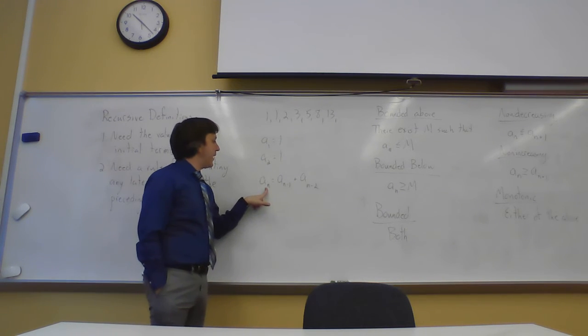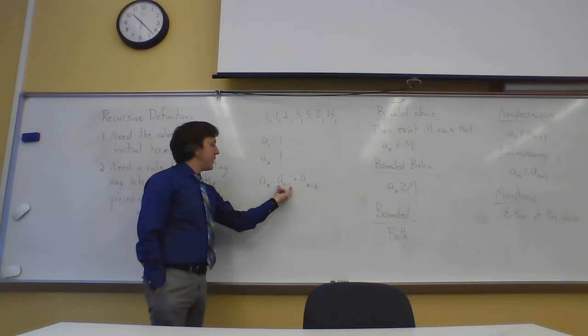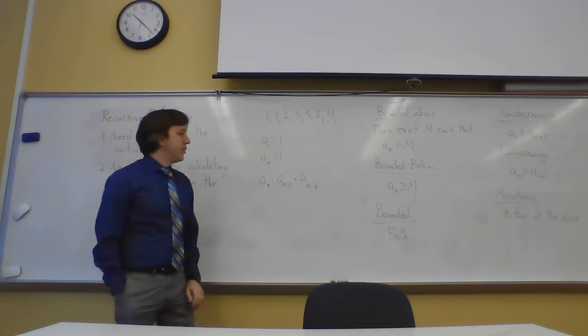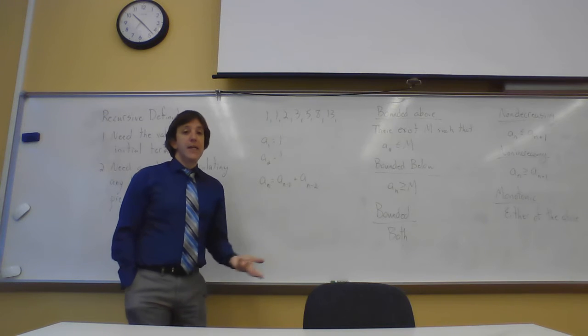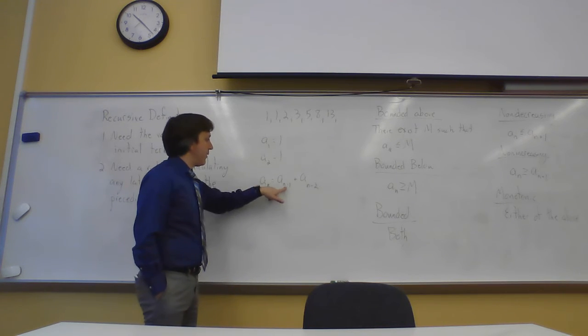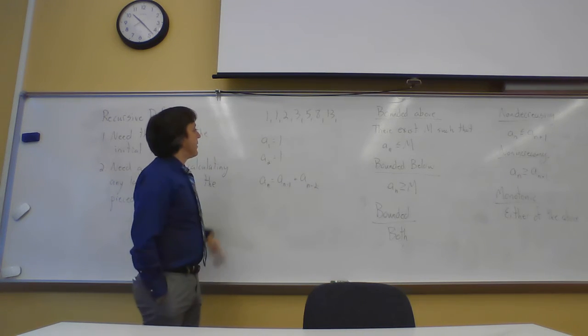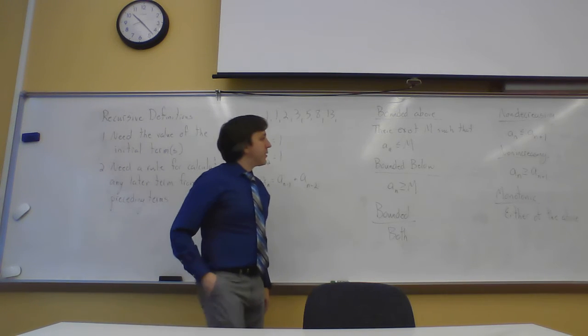Because the rule for the nth term is that you add a sub n minus 1 and a sub n minus 2. So you add the 2 preceding terms. If you want the 5th term, you add the 4th and the 3rd. And sure enough, that will generate your Fibonacci sequence.